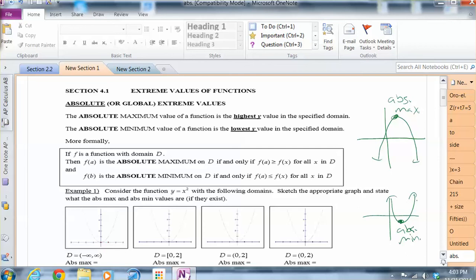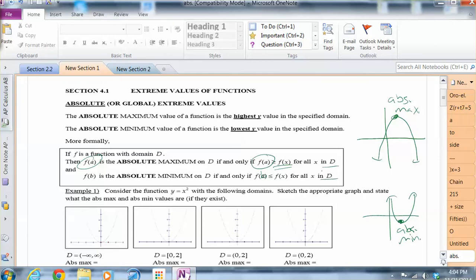So more formally, if f is a function with domain D, then f of a is an absolute maximum on your domain if and only if your y value, f of a, is higher than any other y value in your specified domain. Likewise, you have an absolute minimum on your domain if and only if, and that should be f of b, by the way, that's a typo right there, that y value is lower than any other y value for all x in your domain.